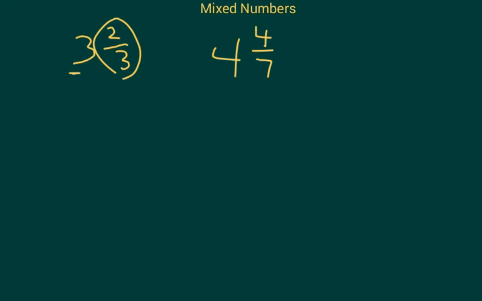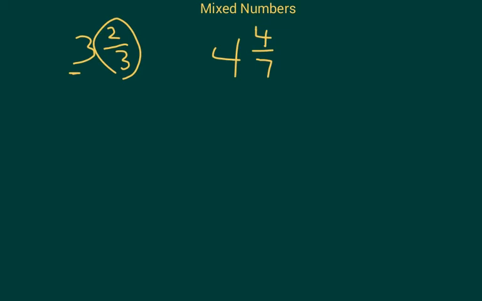Another situation you might find when you're comparing numbers that involve fractions is when you have mixed numbers. A mixed number is a combination of a whole number along with a fraction. Something, for example, like 3 2/3, where the whole number is 3 and the fraction part is 2/3, or 4 4/7 would be a mixed number, because it has the whole number part and the fraction part.